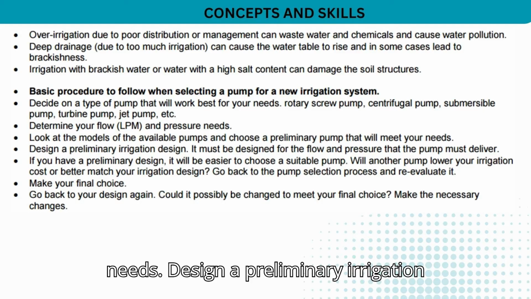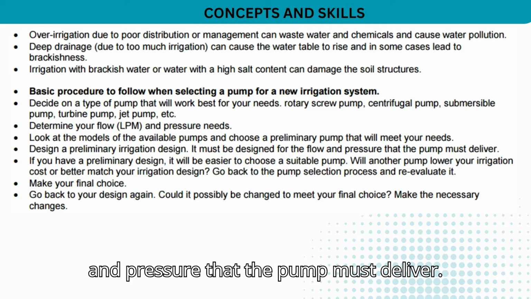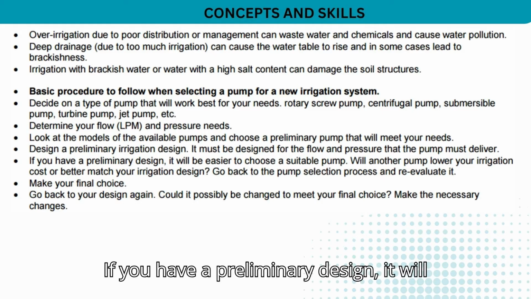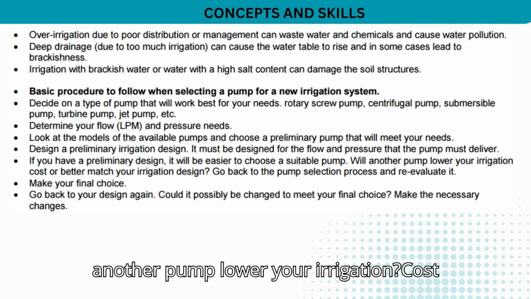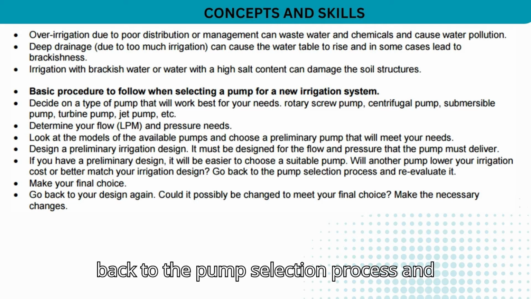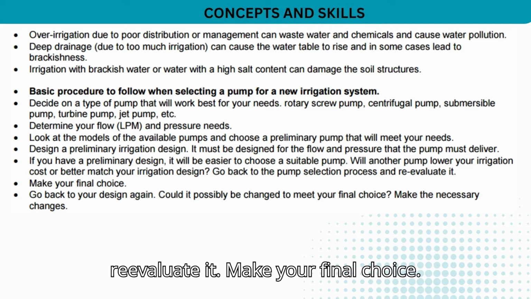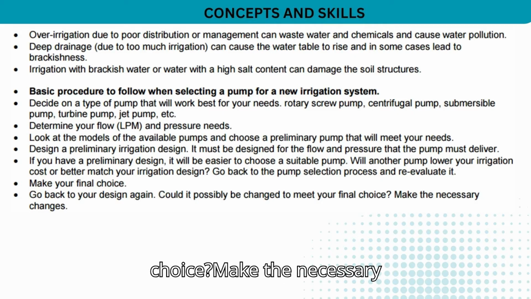Design a preliminary irrigation design. It must be designed for the flow and pressure that the pump must deliver. If you have a preliminary design, it will be easier to choose a suitable pump. Will another pump lower your irrigation cost or better match your irrigation design? Go back to the pump selection process and reevaluate it. Make your final choice. Go back to your design again. Could it possibly be changed to meet your final choice? Make the necessary changes.